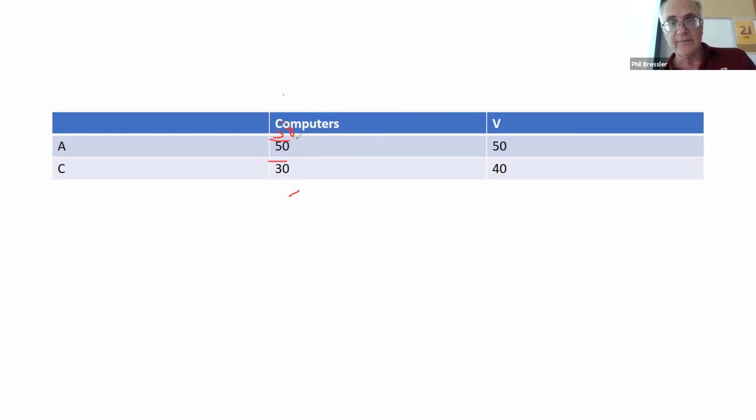Again, computers is 50, the other is TV. So I take the other and I put it over, that's 50 over 50. Here, again, computers are 30, the other is 40. 40 over 30. I'm going to take the smaller number, which is computers, and that they have the comparative advantage, America. If America has it in computers, China has to have it in TVs.